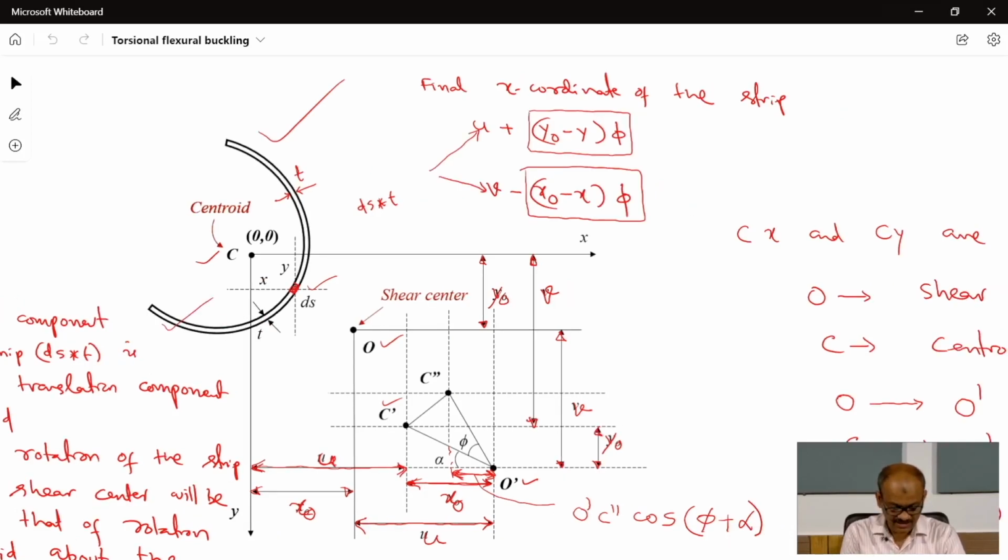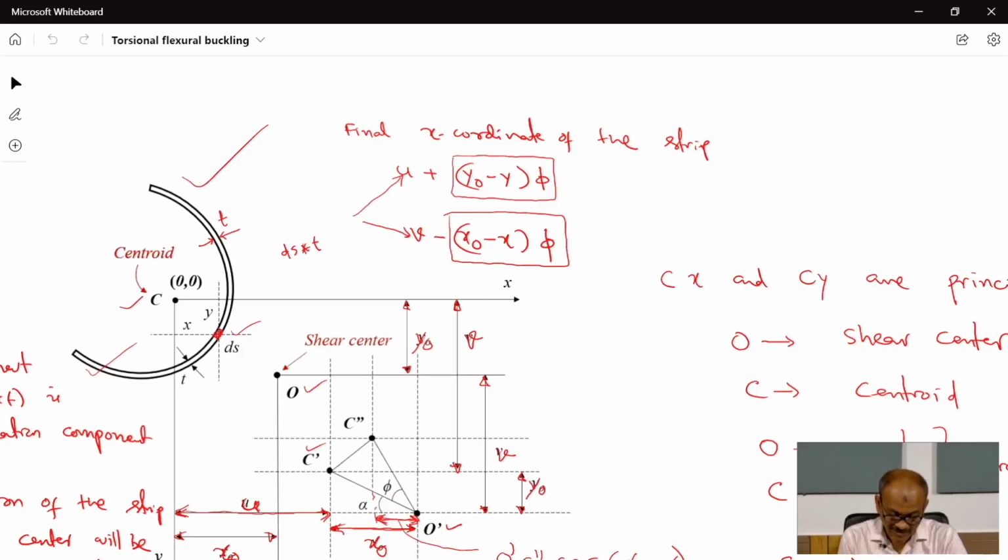This section is in between the centroid and shear center, and the section is undergoing rotation about the shear center. So, the shear center coordinate is x naught y naught and the strip coordinate is x and y. So, definitely the final coordinate of the strip is u plus y naught minus y phi and v minus x naught minus x phi. This uv is the translation component, and this is due to rotation.